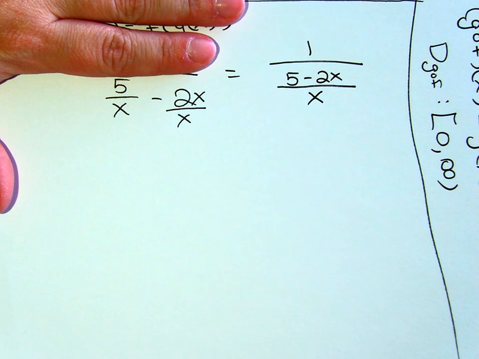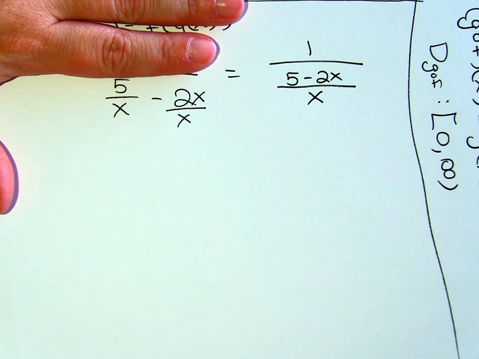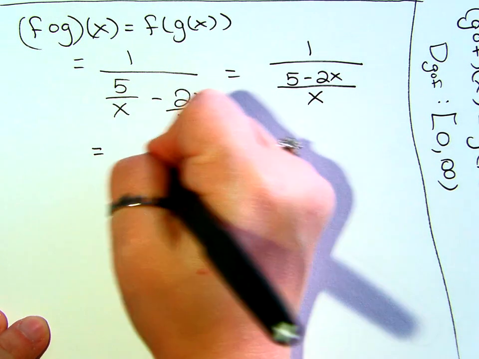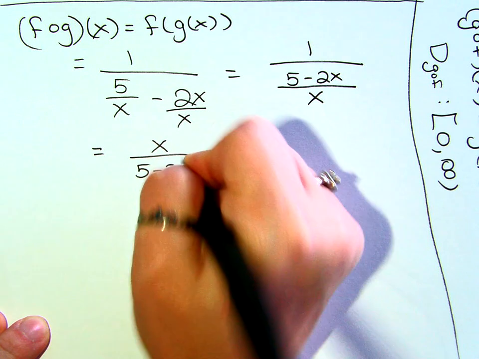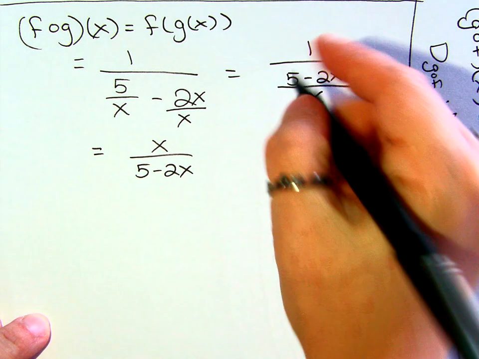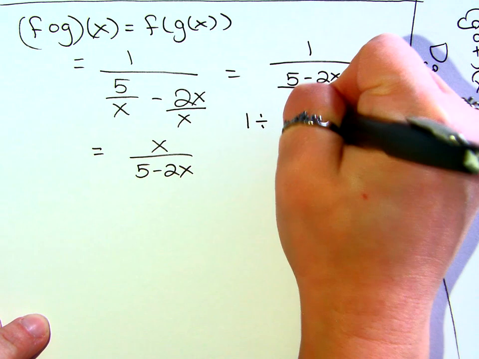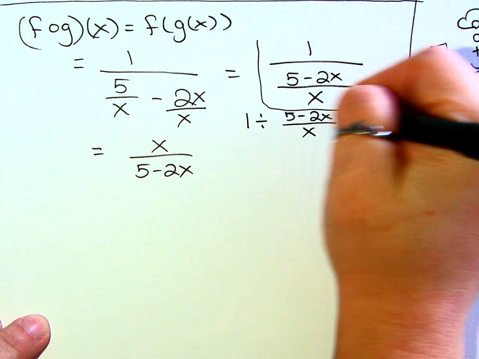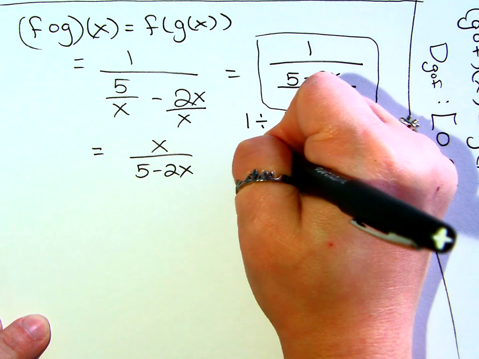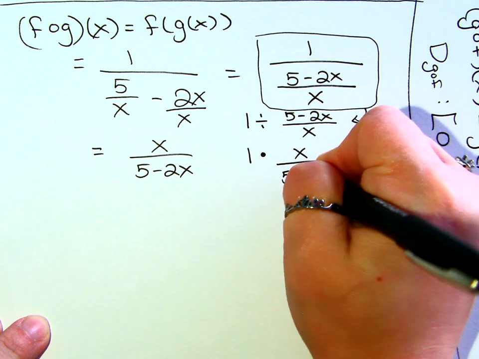Now what I really have is 1 divided by a fraction. And when you divide by a fraction, what we actually do is we flip it and multiply it. So this becomes x over 5 minus 2x. We just flip it and bring it back up to the top. Here's what I did. I have 1 divided by 5 minus 2x over x. That's what this all says. But I switch that to multiplication and I flip the second fraction. And that gives me what I have over here.